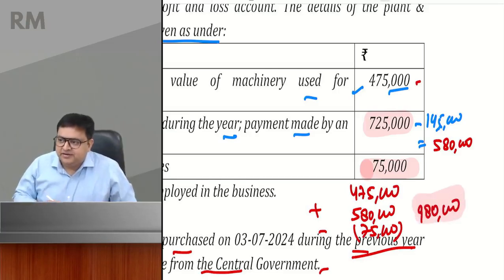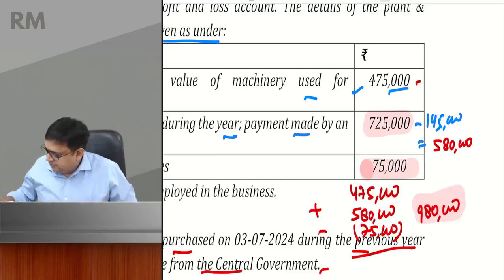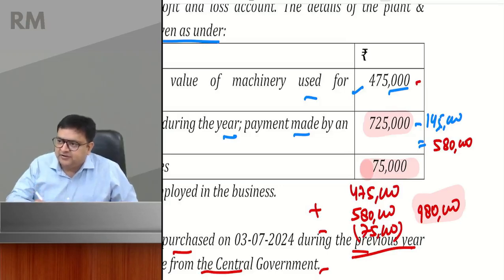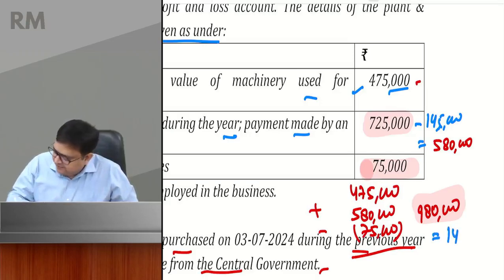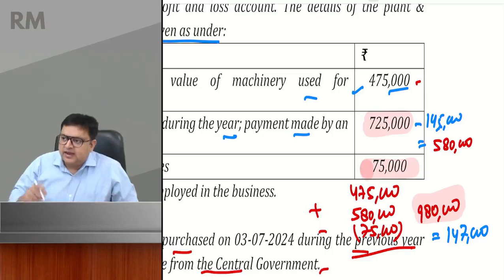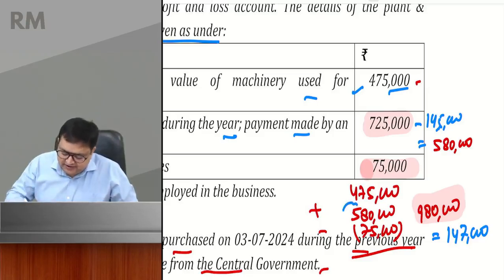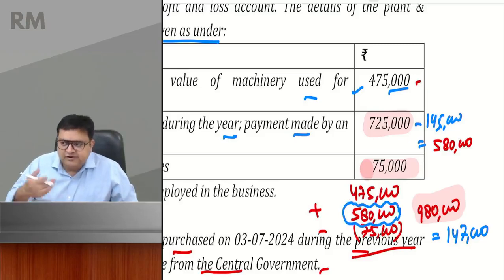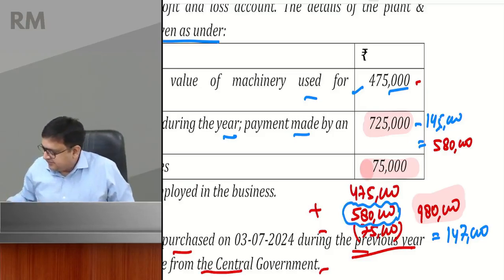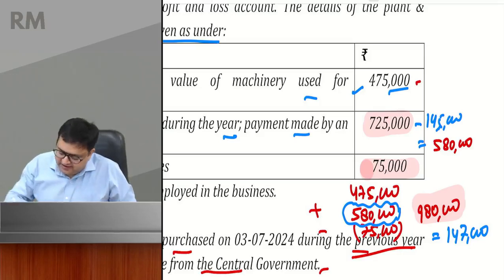On this 9,80,000 you will charge depreciation. First of all, normal depreciation at 15%: 1,47,000 is the normal depreciation, very good. And additional depreciation on this 5,80,000. 7,25,000 is nothing now; 5,80,000 is your main figure. On 5,80,000, additional depreciation is 1,16,000.